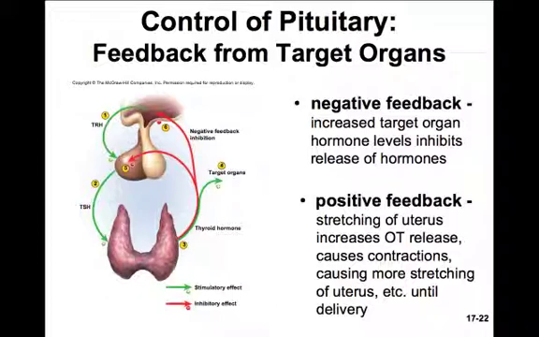We only see this in the case of oxytocin, where stretching of the uterus during labor causes oxytocin release. This increase in oxytocin release goes to the hypothalamus and stimulates release of more oxytocin from the posterior pituitary, and that causes more stretching of the uterus during contractions, and thus more and more. So it's a positive feedback effect. It ends at the time of delivery when the stretching on the uterus ceases.